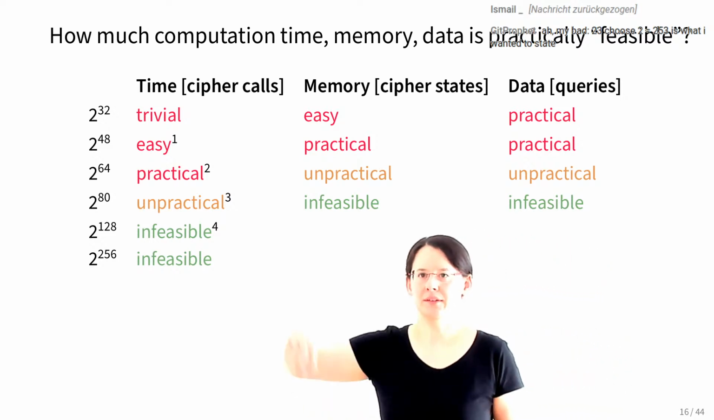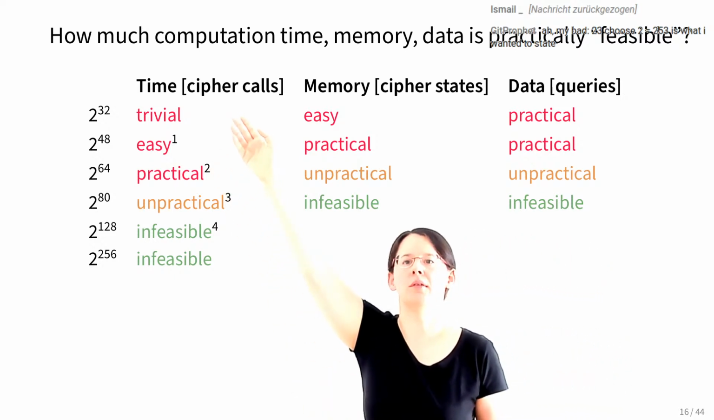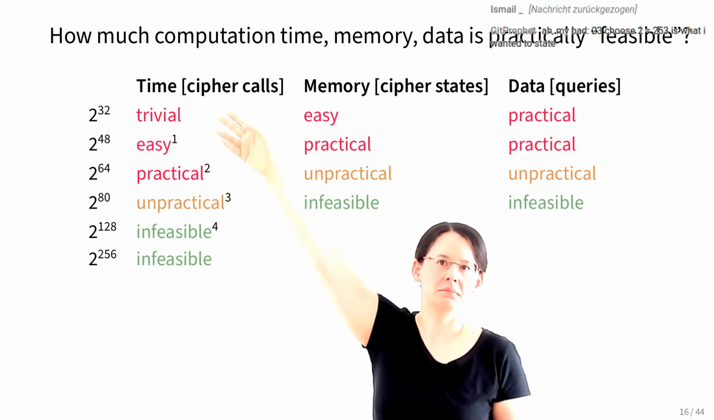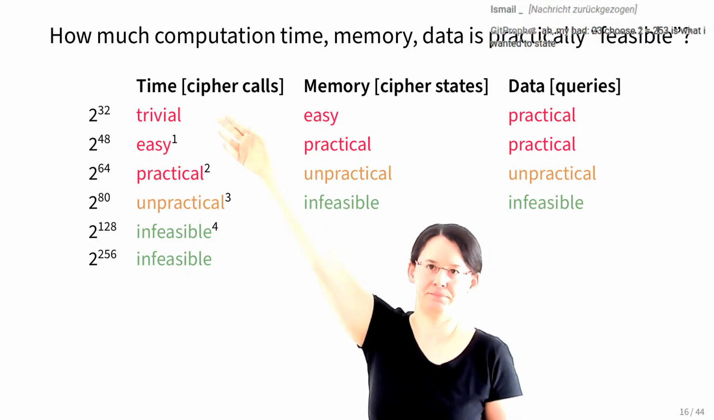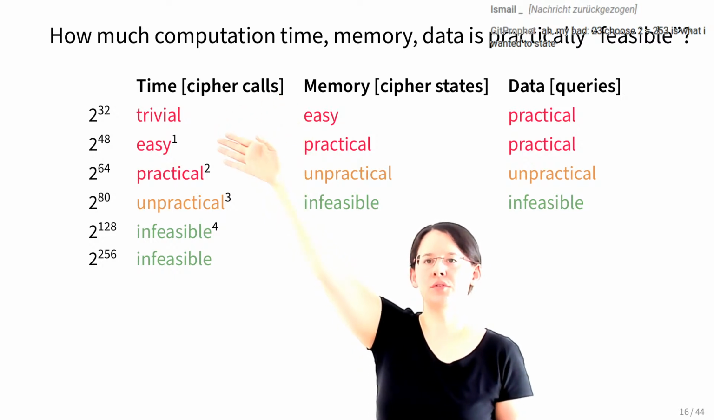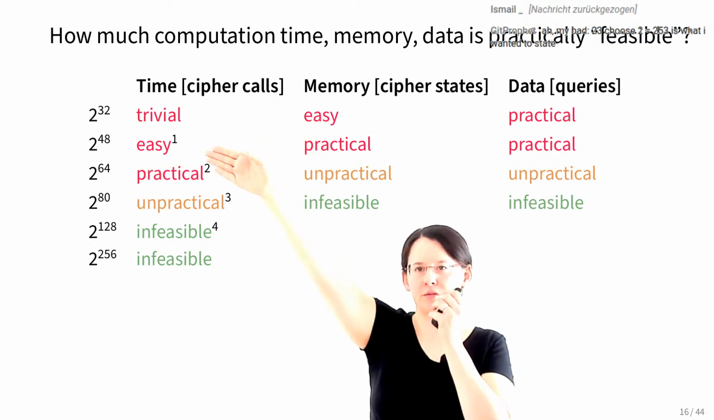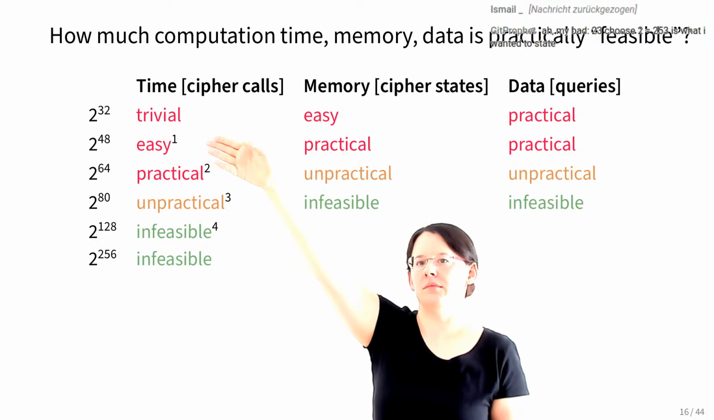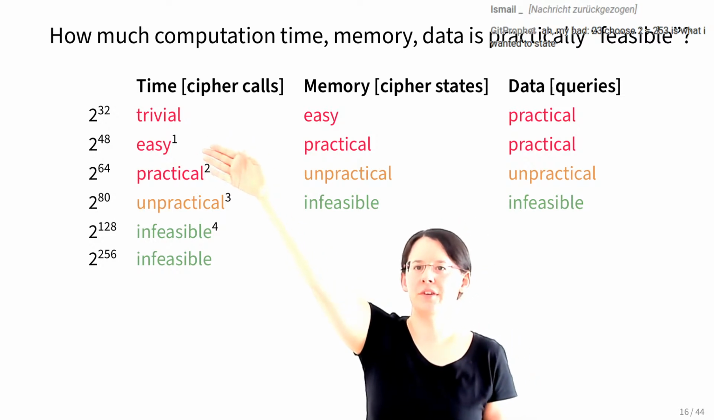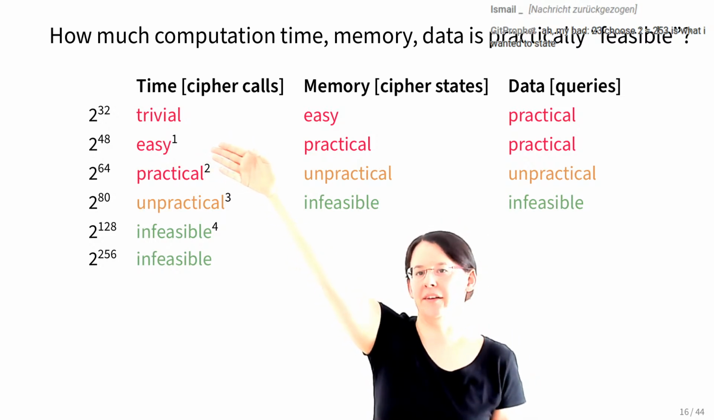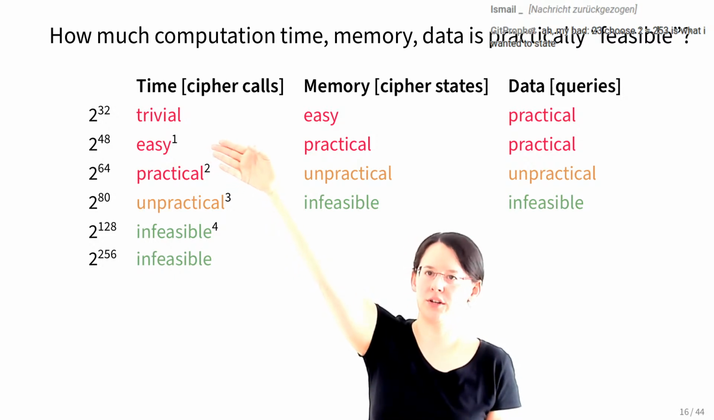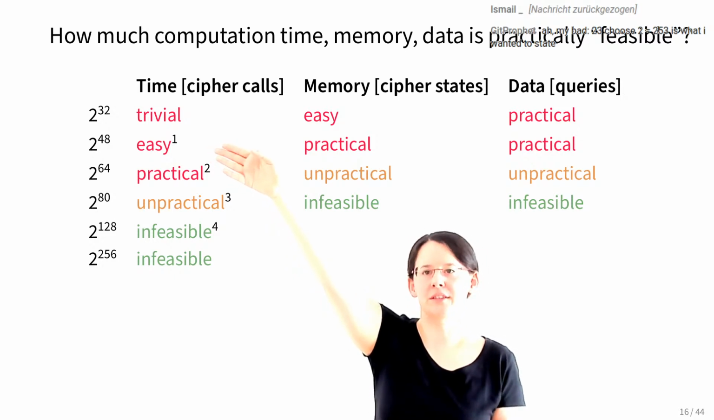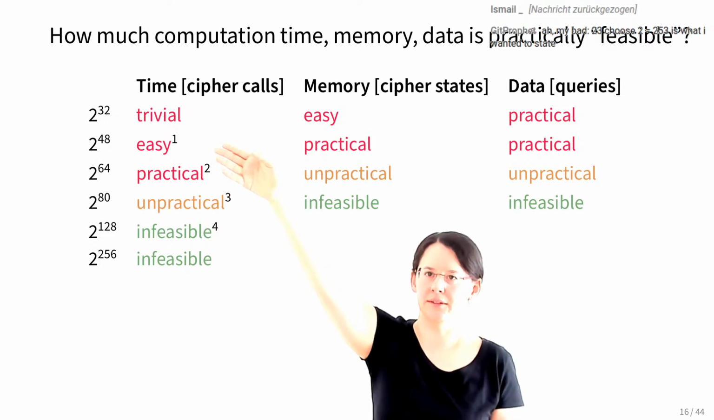So for time, 2 to the 32 is probably something you've already done often, maybe. It's typically trivial. So it takes, for example, a few seconds. 2 to the 48 is an order of magnitude that's still what I would call easy, in the sense of if an attacker wants to do that, they just can. They might have to wait a few hours or maybe even a few days, depending on how many cores they have, but it's absolutely feasible for anyone to do that.